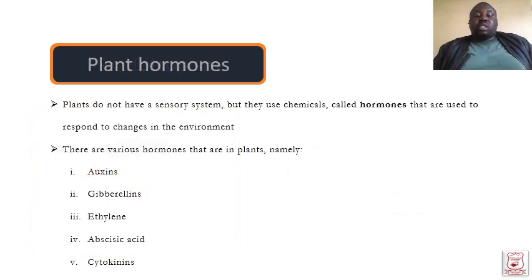For plants to respond to these different stimuli, they need chemicals within them to assist in their growth. These chemicals can be known as plant hormones or plant growth regulators. There are various plant hormones that we find in plants, namely auxins, gibberellins, ethylene, abscisic acid, and cytokinins. All of these have a different response to how a plant is growing. So we're going to examine some of the hormones and see how they affect the growth of a plant.